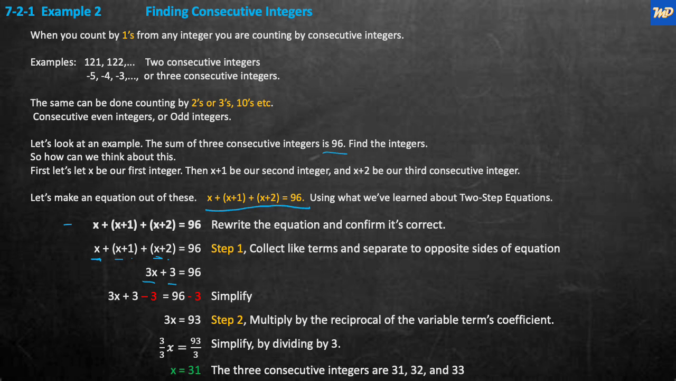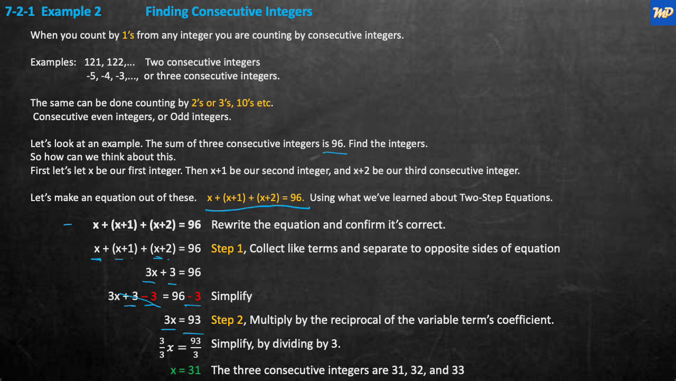Well, in order to get the variable on one side by itself, we have to undo the addition of this plus 3. And we do that by subtracting 3. But when we subtract a 3, we do it from both sides. So now we have 3x equals 93, because we got rid of the 3's on the one side and we were left with 3x. And on this side, we were left with 96 minus 3, which is 93.